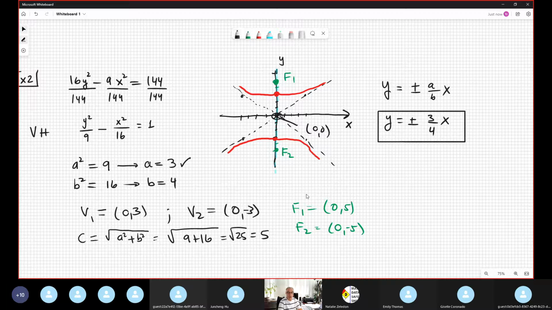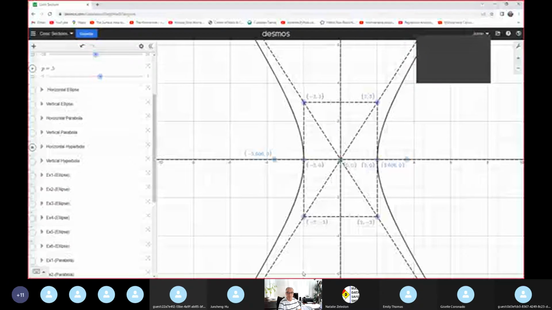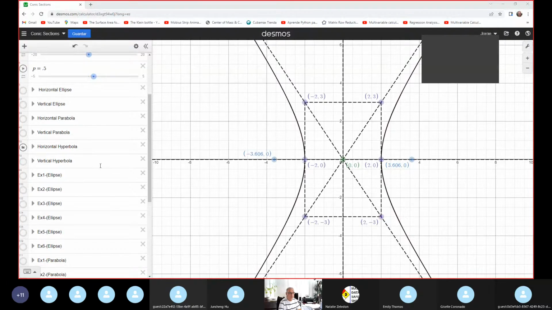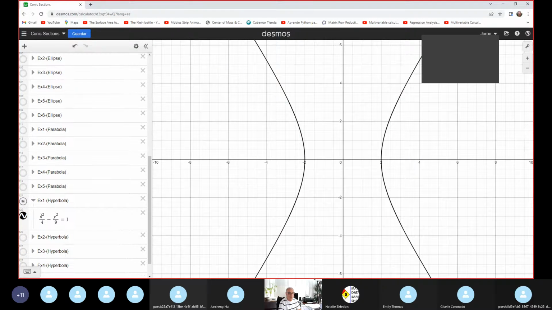Let's double check this information that we computed by hand. We did a rough sketch by hand, and now we will do an accurate sketch using decimals. Okay, cool. Share the screen. Do you see the decimals? Let me delete that part.